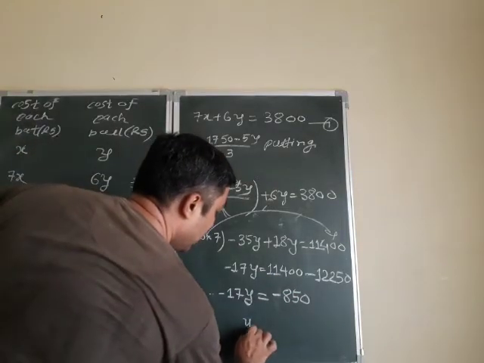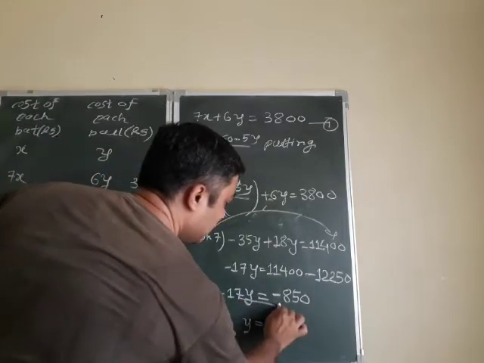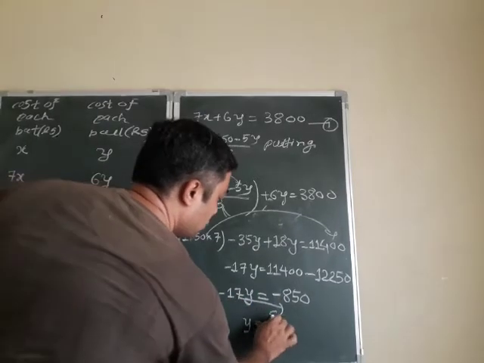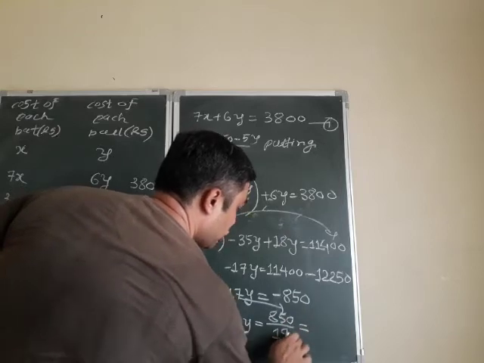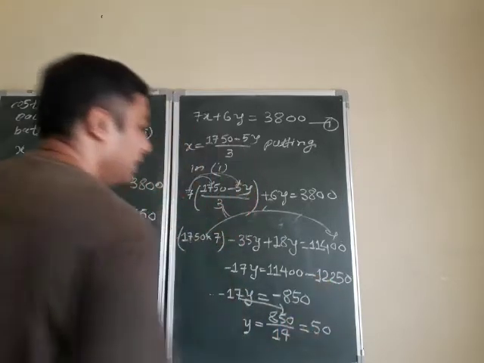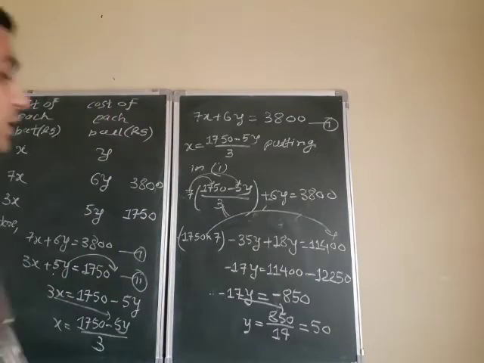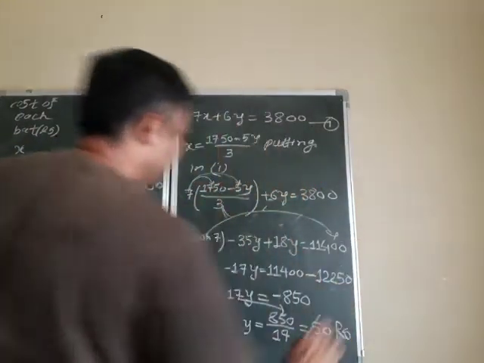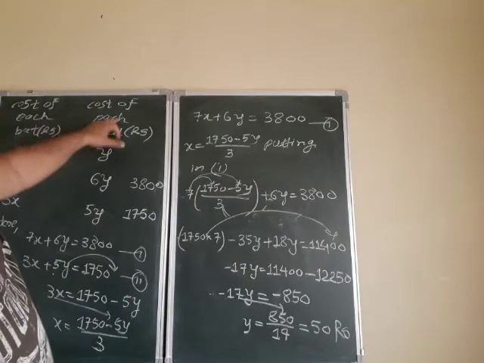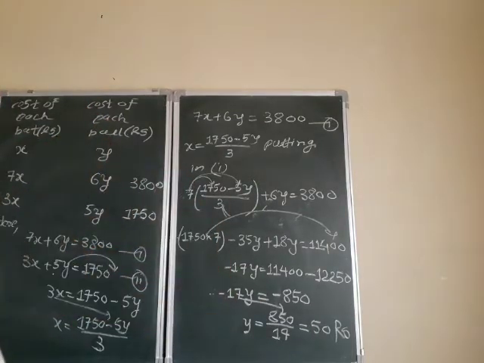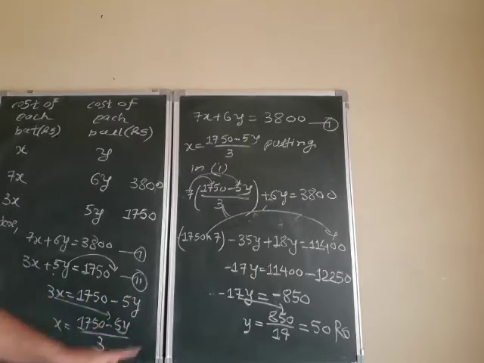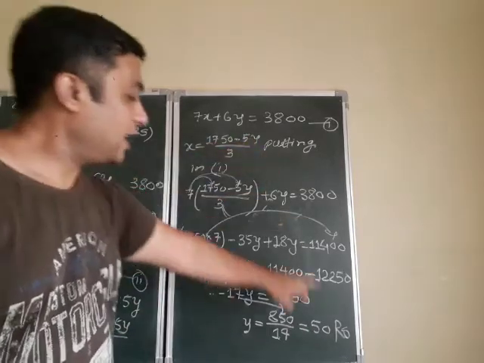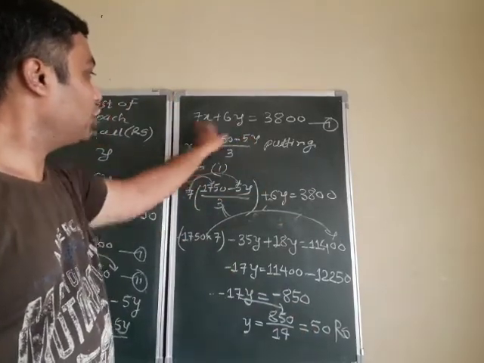So what is the value for y? y is equal to 17 taken to this side. Minus minus makes a plus. So this is 850 upon 17. 17 5s are 85, so it comes to 50 rupees. Now what is y? y is the cost of a ball. So the cost of a ball is equal to 50 rupees. Now we need to find the cost of a bat, that is x. So you substitute y here, your y, 50, and get the solution.